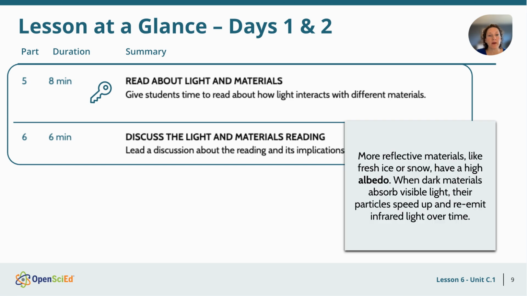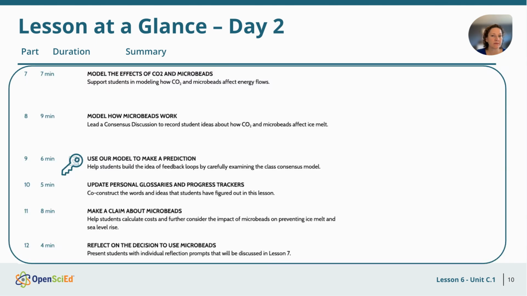In the second loop, we read about how light interacts with the different materials. We figure out that more reflective materials like fresh ice or snow have a high albedo, or reflectivity, and the dark materials absorb the light, and those particles speed up and re-emit infrared light. We wonder, how could we model carbon dioxide and microbeads and how they affect the energy flow that is melting the ice?